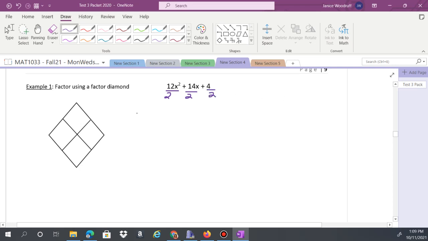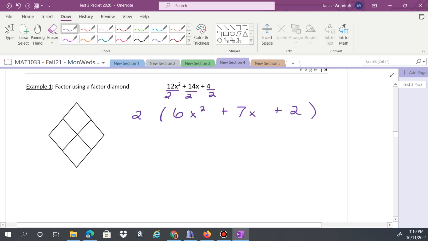When I do that, I'm going to have a 2 on the outside, and then 12x squared divided by 2 will give me 6x squared. 14x divided by 2 will give me 7x, and 4 divided by 2 is 2. So I have this 2 on the outside. That's going to show up in my final answer. I'm going to factor inside of here now using my factor diamond.